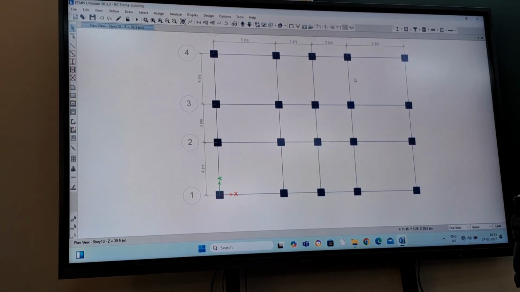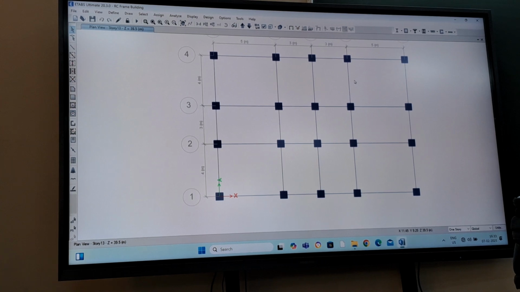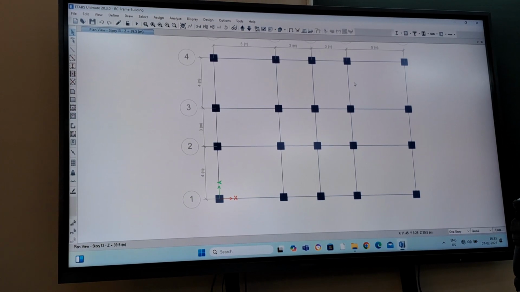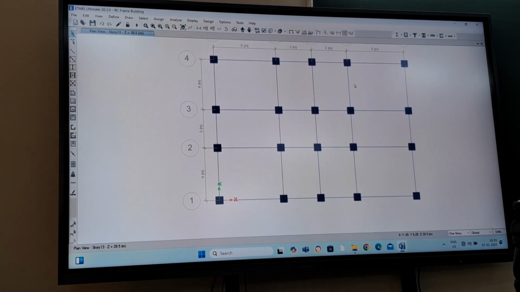But this size reduction again should not be drastic. For example, in one story you are providing 1000 by 1000, immediately on top of that you are providing 400. In that case, the bend requirement will be too much, that will not be acceptable. You can reduce by, let's say, 50 mm per reduction. That is not significant if you are reducing 50 mm. Also, there is soft story. Soft story will come there, and there will be a difference in stiffness.